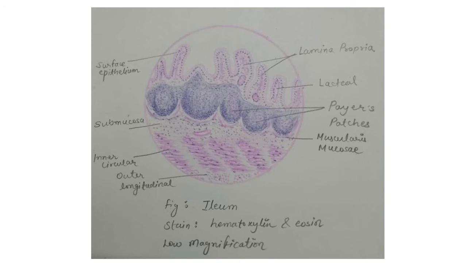Again, this diagram showing a Peyer's patch. As I said, Peyer's patch is a peculiarity of ileum. So the area of muscularis showing a lymphatic nodule, and that lymphatic nodules are immunological in function, and it is the most important characteristic or peculiarity of ileum.